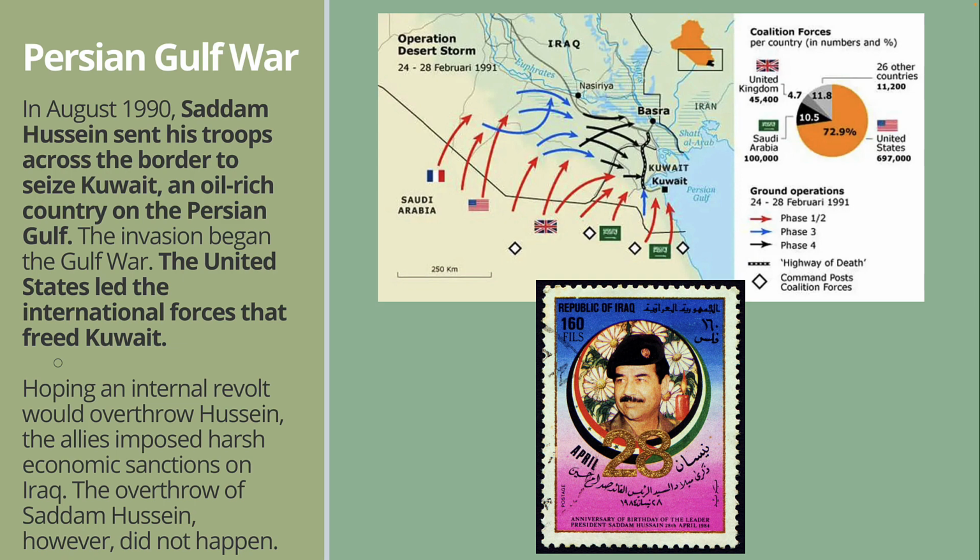What they were hoping is that there would be an internal revolt to overthrow Saddam Hussein. And then these allies, as you see here, Great Britain, France, they would impose really harsh economic sanctions on Iraq for invading Kuwait. But that overthrow of Saddam Hussein did not happen at all. And eventually the war ended. They were not able to capture Saddam Hussein, but they were able to free Kuwait from that invasion of Iraq.